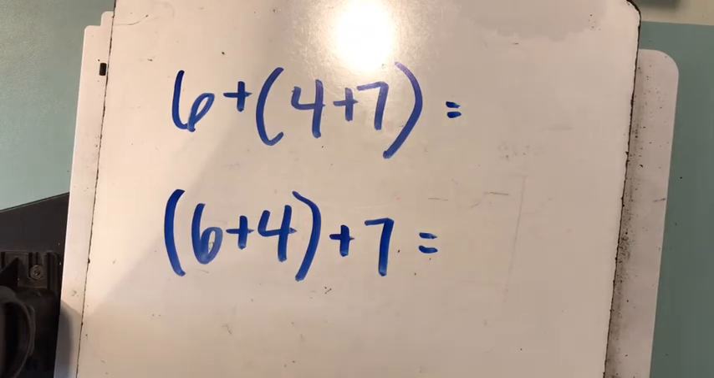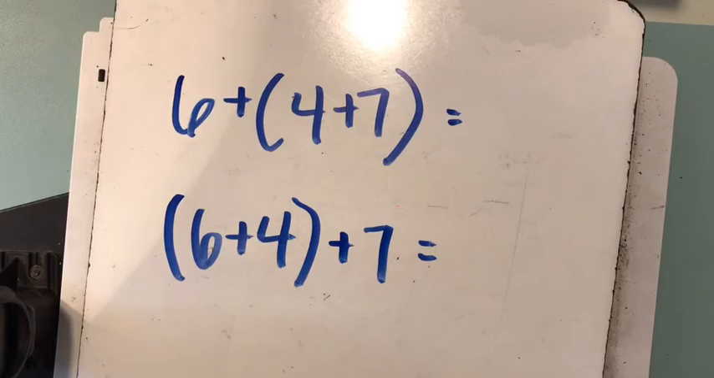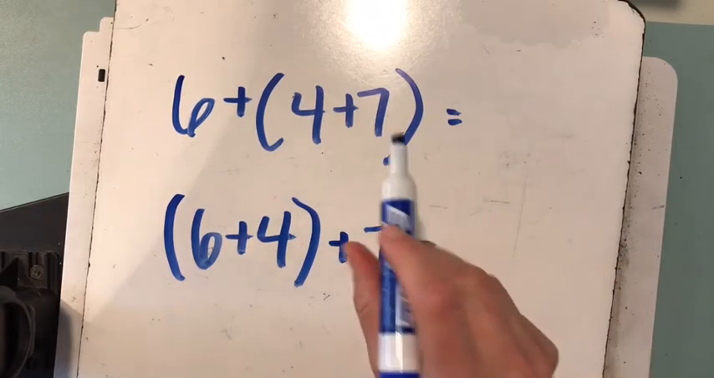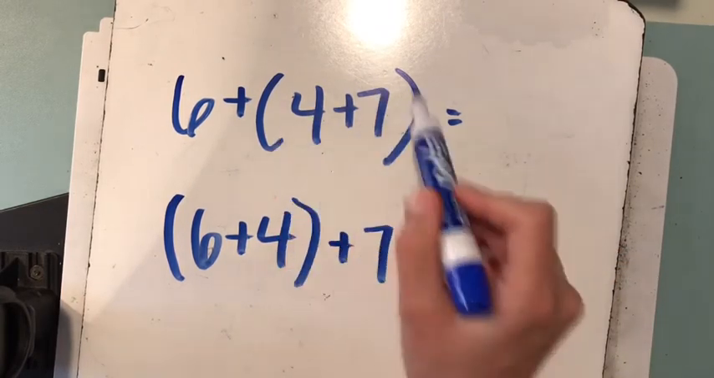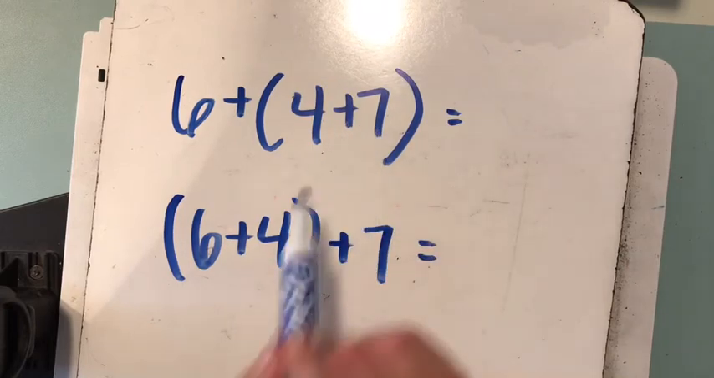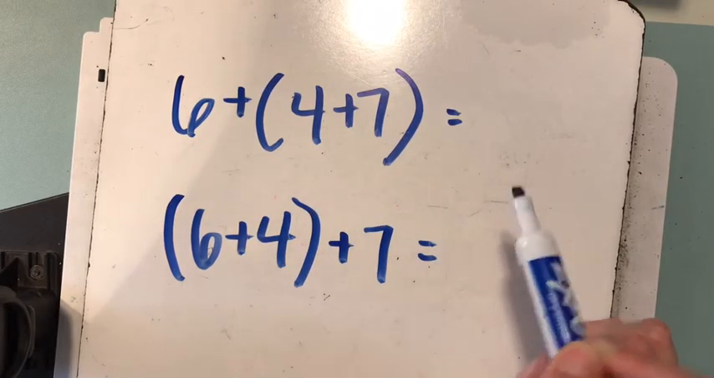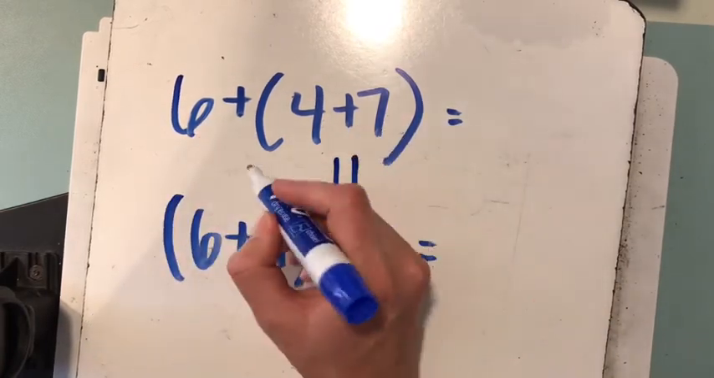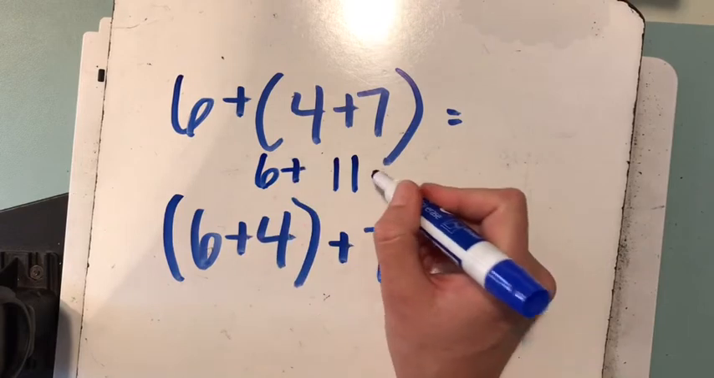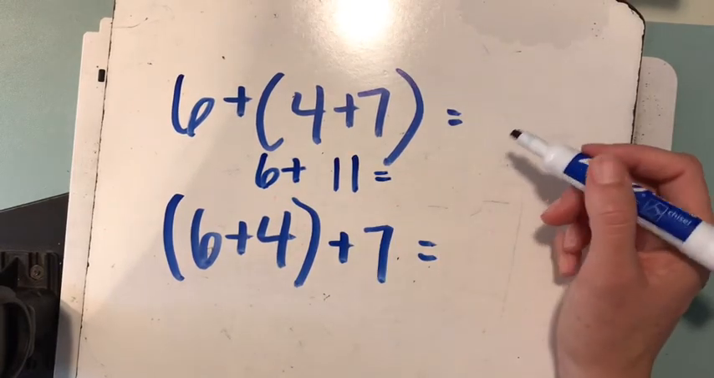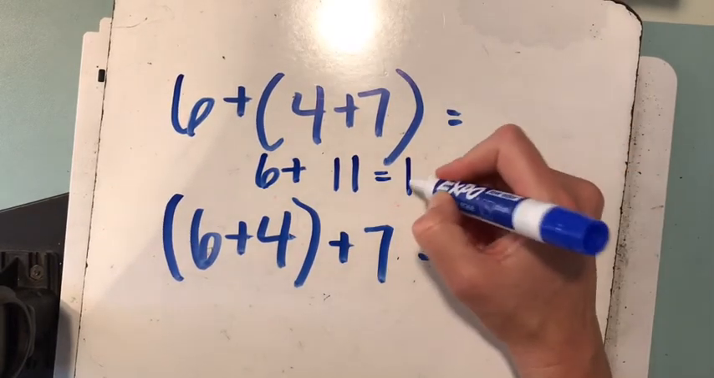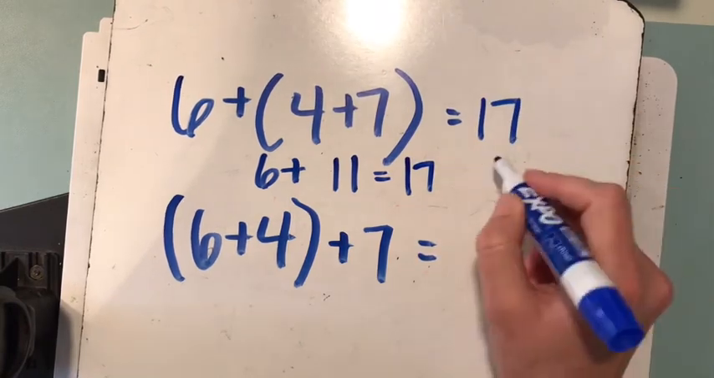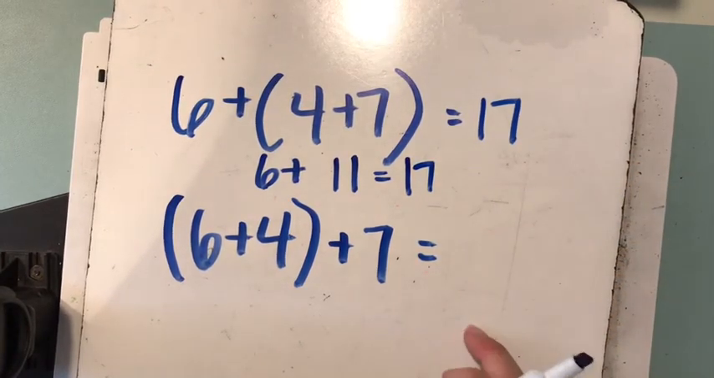Don't forget to do the parentheses first. So solve for the parentheses first. Okay, guys, let's see. All right, so I'm going to solve this equation in the parentheses first. 4 plus 7. What's 4 plus 7? Ooh, it's 11, right? Now I still have to add this 6 to 11, so I'm going to bring it down here just so I can see it. 6 plus 11 is 17.